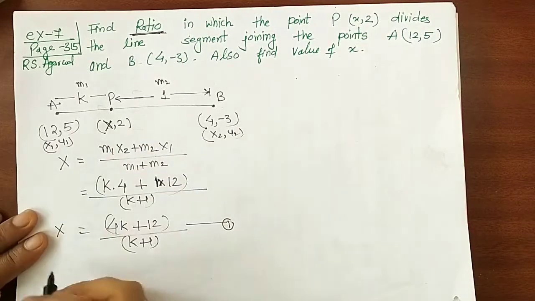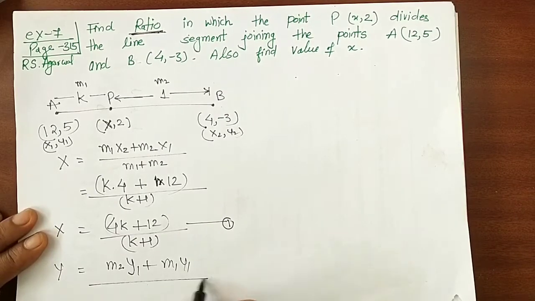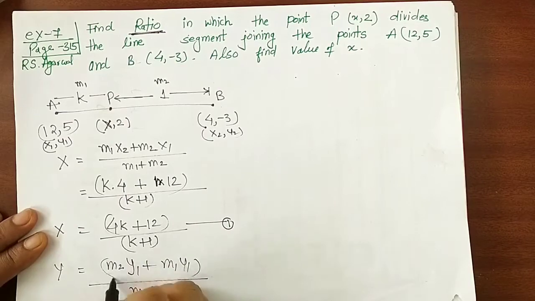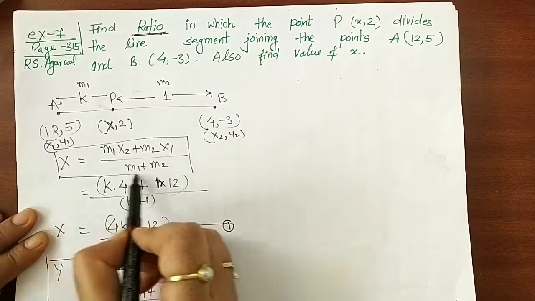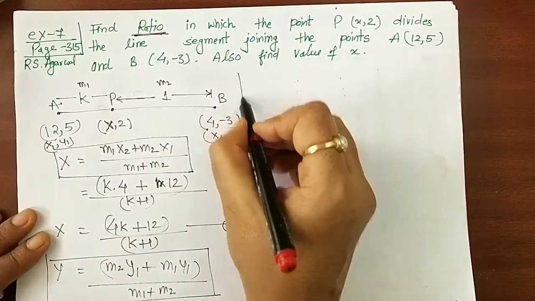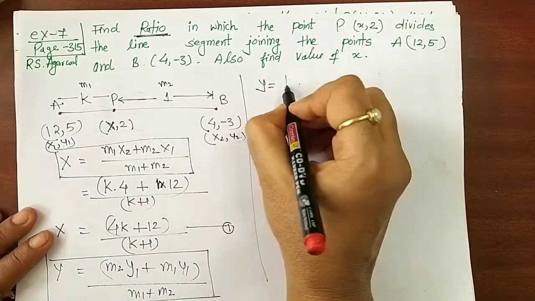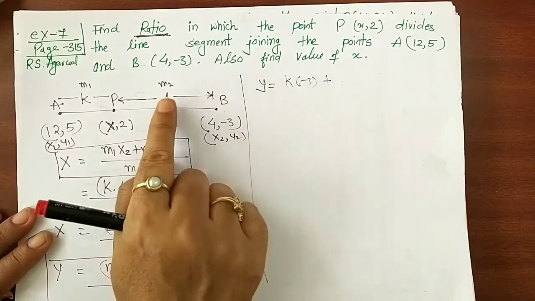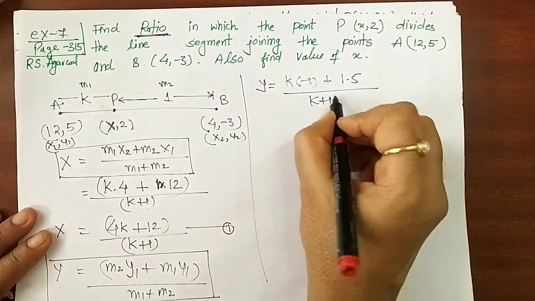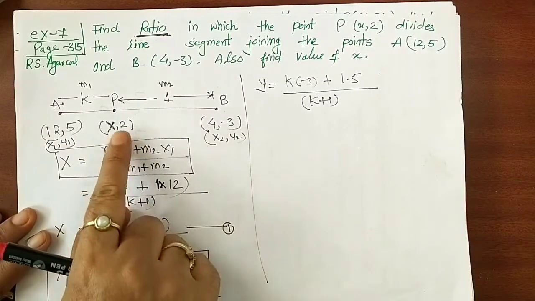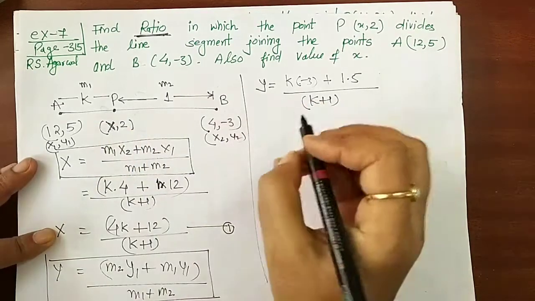Let me put it for y. So y is m1 y2 plus m2 y1 by m1 plus m2. This is the formula, guys. It's better if you put it in a box. This is x and y. So let me calculate y. So y is m1 y2, which is k into minus 3, plus m2 y1, which is 1 into 5, by k plus 1. And y is given. If you observe, your y is given, which is 2. So let me put it here.